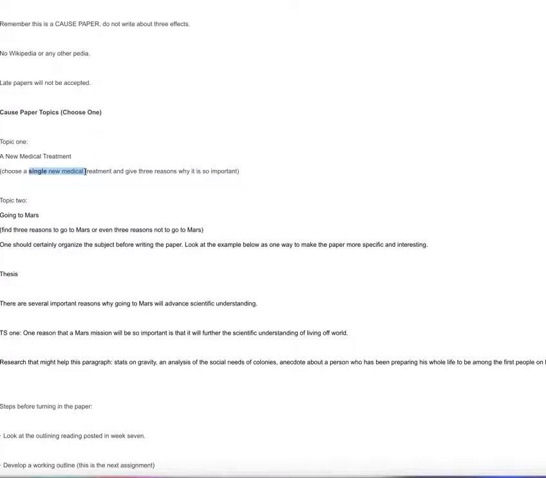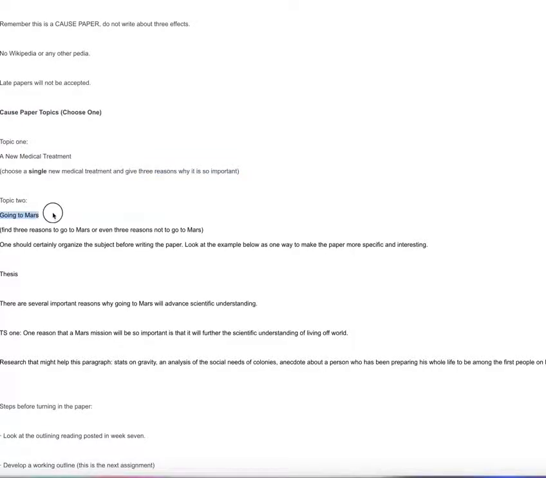But it has to be a single treatment, and then you find 3 reasons why it's so important. Why is this such an important advance in treating the disease that you've chosen? 3 reasons why the Apex mechanical heart is so valuable to cardiology are A, B, and C. That's an example. Going to Mars is topic 2.